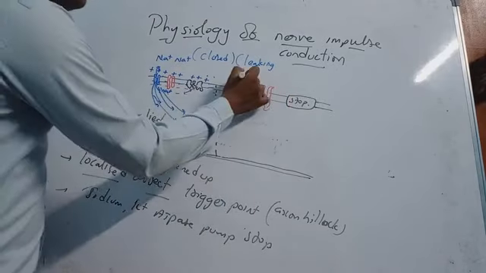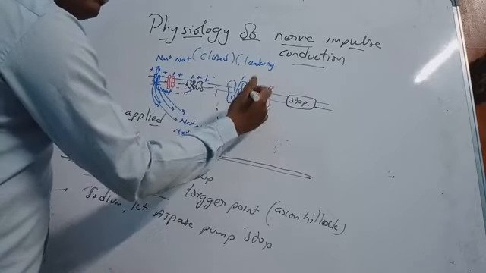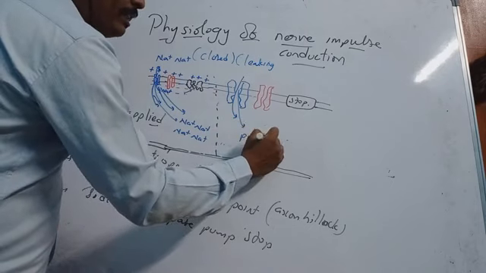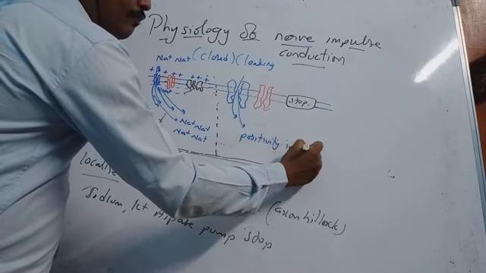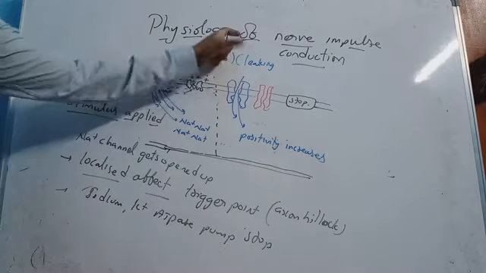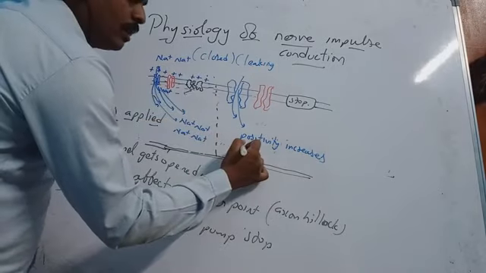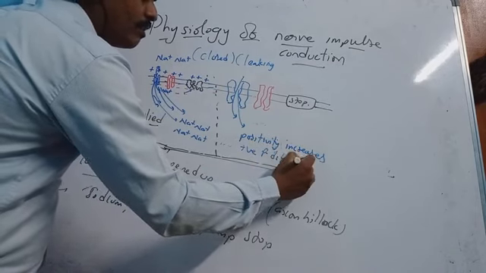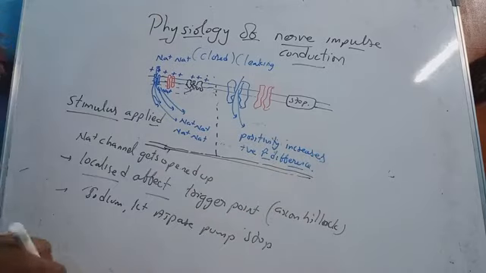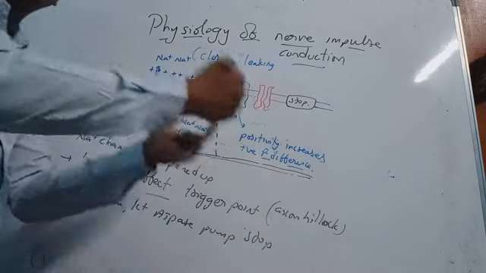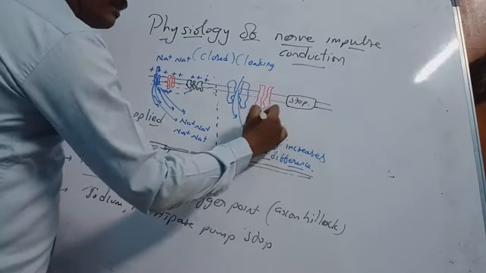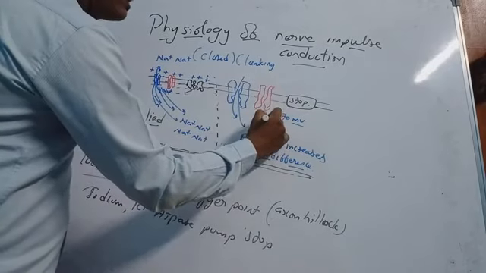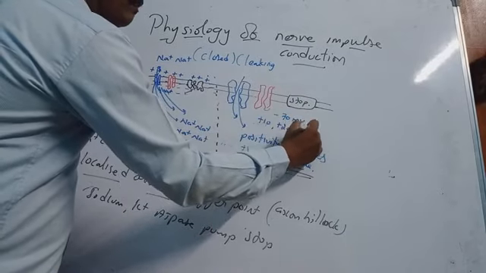So what happened? All the sodium ions have rapid influx, which will change the membrane potential. Because of the rapid influx, the positivity increases. The positive potential difference is created here, because more positive ions are coming in. So the minus 70 millivolts will start reducing. It becomes plus 10, plus 20, plus 30.